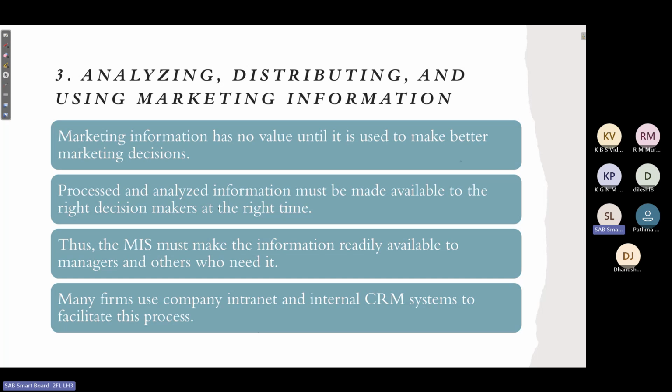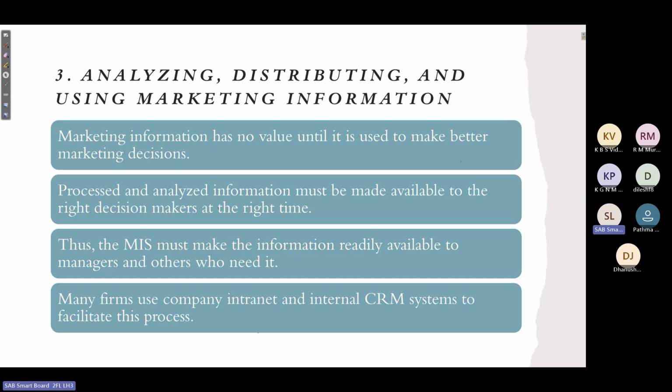And the processed and analyzed information must be made available to the right decision maker at the right time, right? When management needs information at a particular time, we as the information system department should be able to give that information on time, right? Let's say if they need something within 1 month, we should be able to give it within 1 month. And if we give it after 2 to 3 months, it may not have sufficient value.